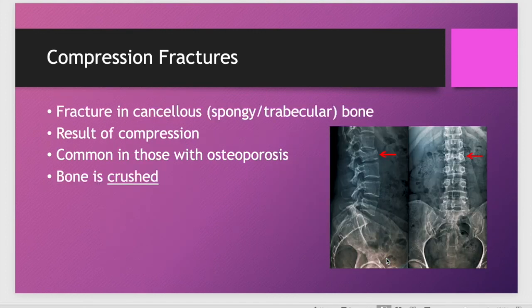Compression fractures. These are going to be more common in elderly people just because osteoporosis is more common in elderly people. But it can happen in younger people as well. This is a common fracture for people with osteoporosis with weakened bones. It's going to be a fracture in spongy bone, and it's a result of compression. What happens is the bone is crushed.